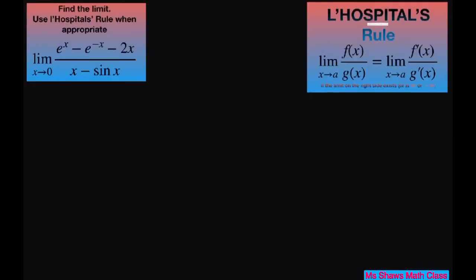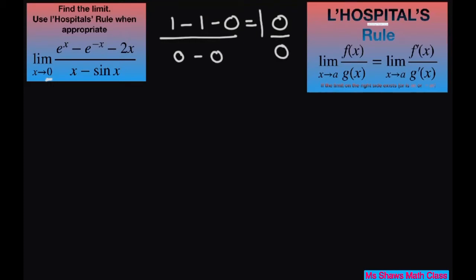So let's see what form we have. We're going to plug in 0, we get e to the 0. That's just going to be 1. So you're going to get 1 minus 1 minus 0. So that's going to be 0. And for the denominator, we get 0 minus sine of 0 is 0. So we have the indeterminate form of 0 divided by 0. So we can apply L'Hopital's rule.